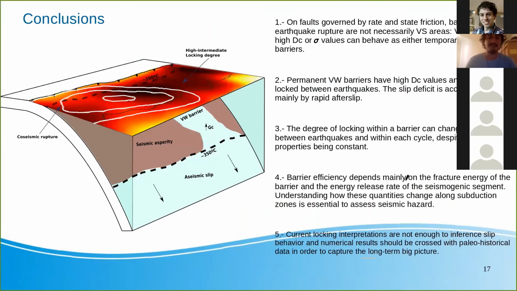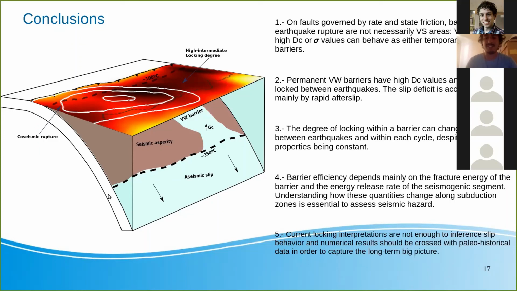So to end the talk, we have some concluding remarks. So first, on faults governed by rate-and-state friction, barriers to earthquake rupture are not necessarily velocity strengthening, and we have seen that velocity weakening areas, with variations in DC or normal stress, can behave as either temporary or permanent barriers. Permanent velocity weakening barriers have high DC values and remain locked between earthquakes, and the slip deficit is accommodated mainly by rapid afterslip. Also, the degree of locking within a barrier can change both between earthquakes and within each cycle, despite its friction properties being constant.